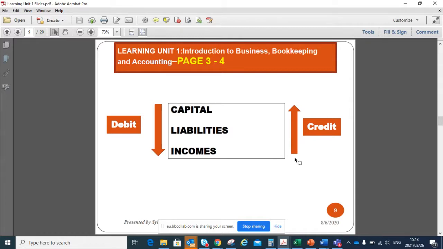We've got capital, liabilities, and incomes increase on the credit side and they decrease on the debit side. The direct opposite of what we learned from the previous slide. I hope you got them.